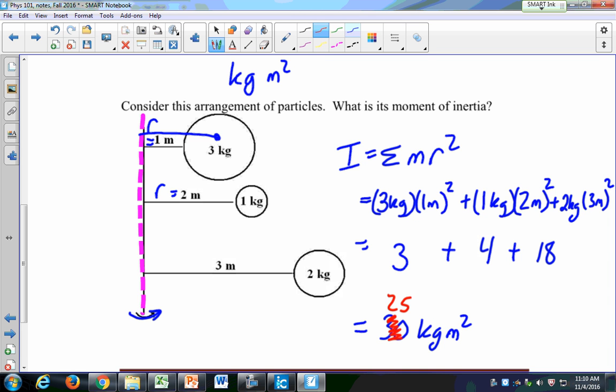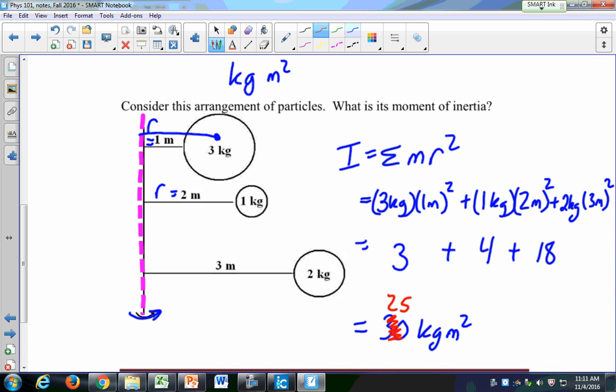Each mass contributes to the moment of inertia. But notice that the big mass contributes the least. And the small masses, the 1 and the 2 kilograms, they contribute more. And so you're probably scratching your head and saying, gosh, the big mass seems like it would give the most inertia to this thing that's rotating. But what's the difference here?